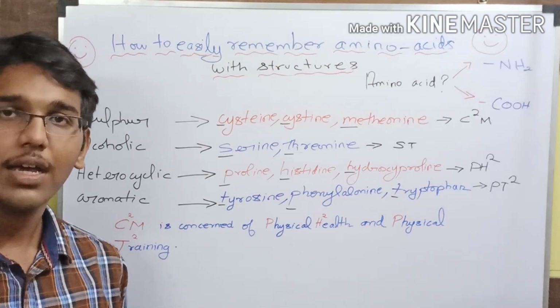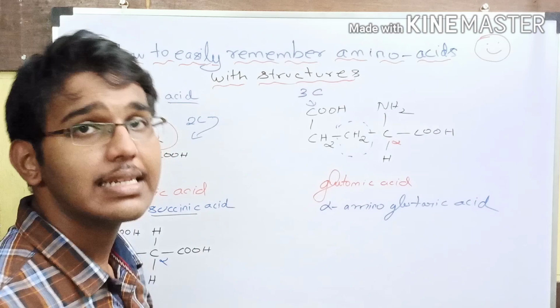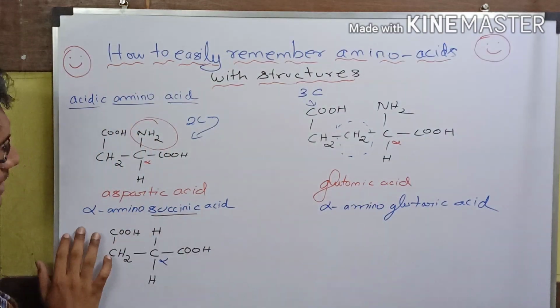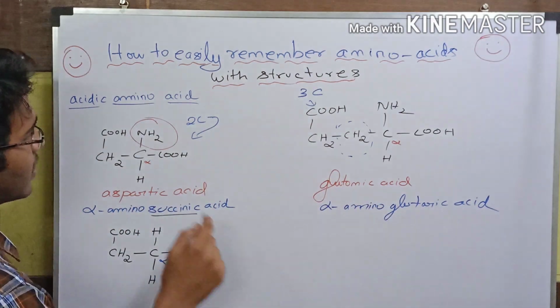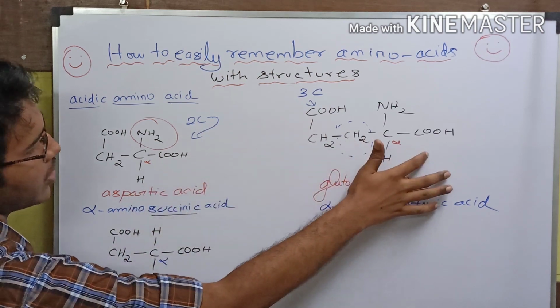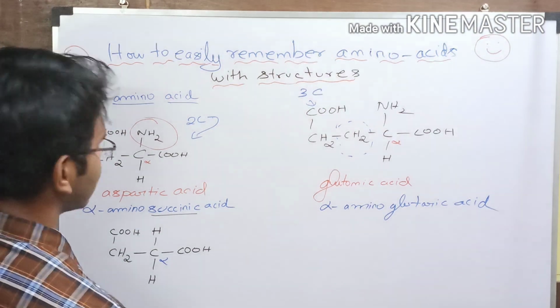Now, let us move on to the structures of amino acids. First of all, let us take the acidic amino acids. These 2 amino acids, aspartic acid and glutamic acid, are acidic amino acids because they have 2 carboxylic groups attached to a single molecule. So, the entire molecule becomes predominantly acidic.